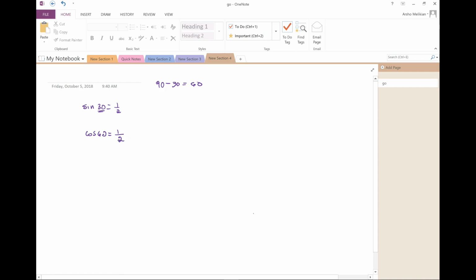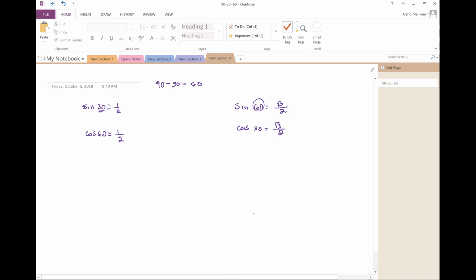What's the sine of 60? Root 3 over 2. What's the cosine of the complement of this? 30. Root 3 over 2. All right, so that's like the special identities.